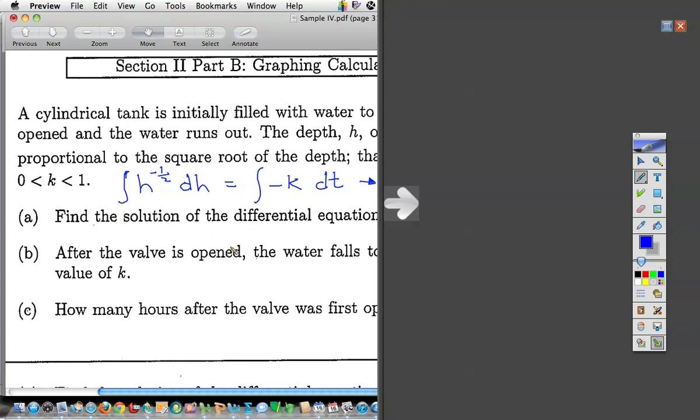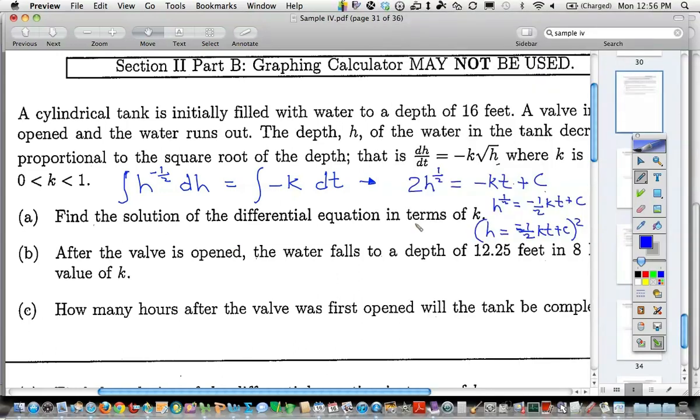Okay, so we raise that up 1, so that would go to 1/2, divide by 1/2, which would be multiplied by a 2. And the other side is negative kt. So we got 2h to the 1/2 equals negative kt plus c. You can't forget the plus c. That's the time that goes on. Then I divide it by 2.